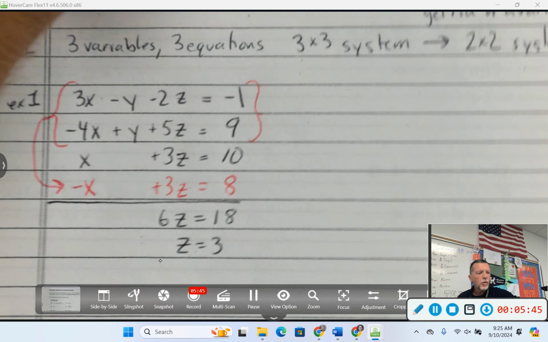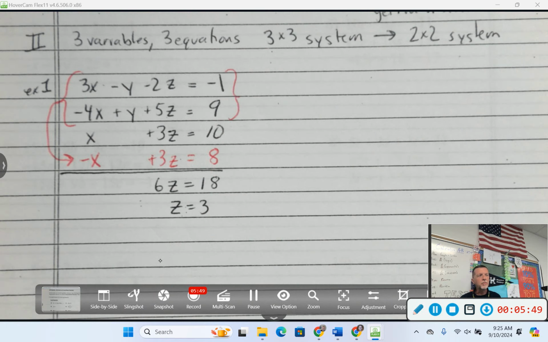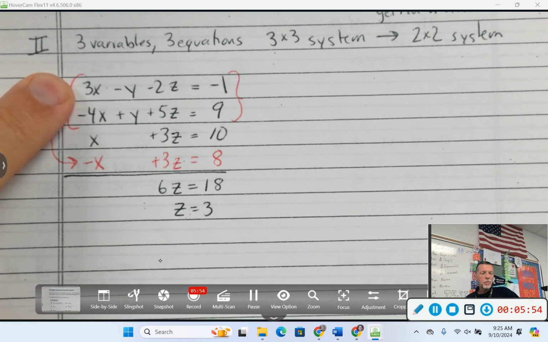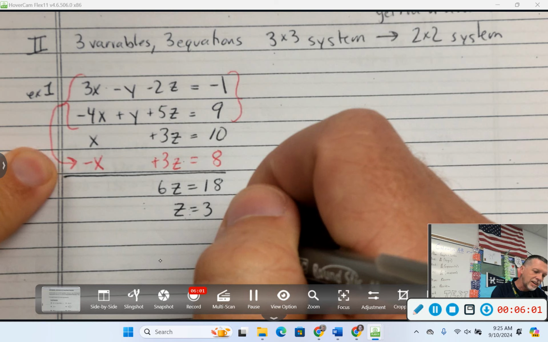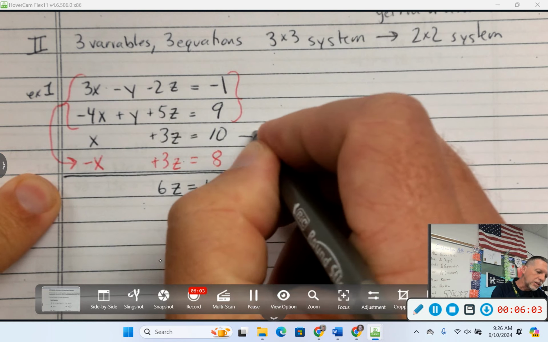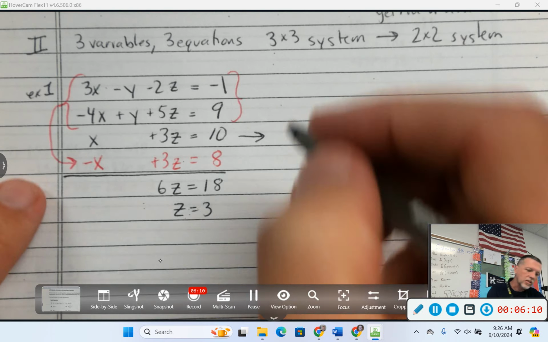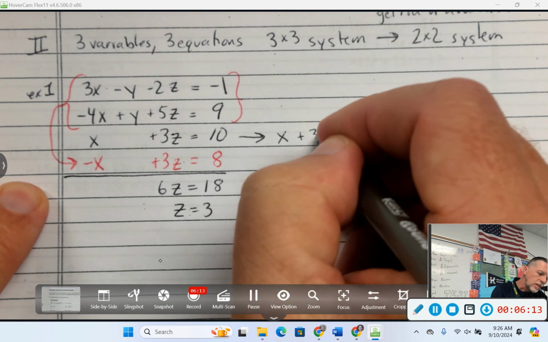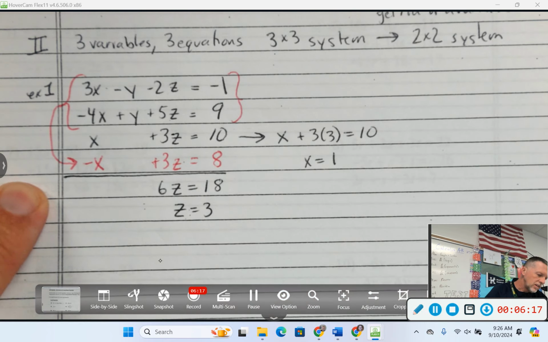And now I need to start working backwards to get x and y. So I need to go sort of up a level to figure out what my next variable is. I don't want to come all the way back up here to x and y and z, because I only know z. So let's pick one of these equations that only has x and z in it. I think I'm going to pick the one that has a positive x, just because that seems an easier thing to work with. But either one should give me the same answer. x plus 3 times 3 equals 10. So x equals 1.